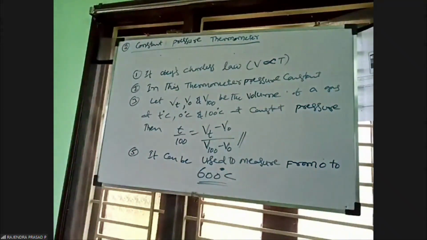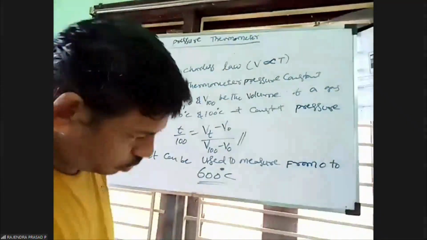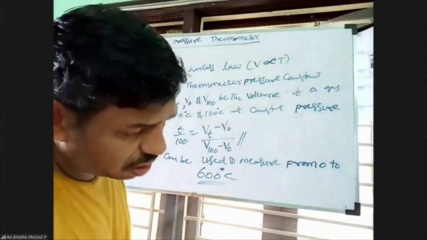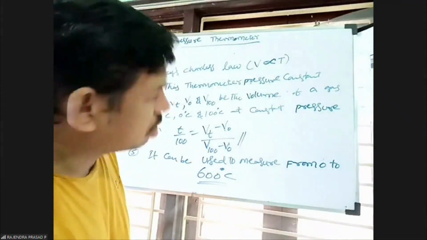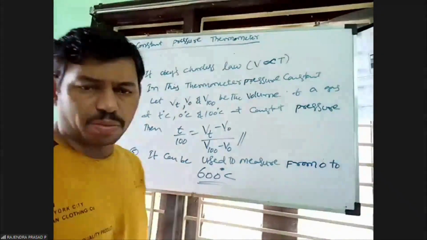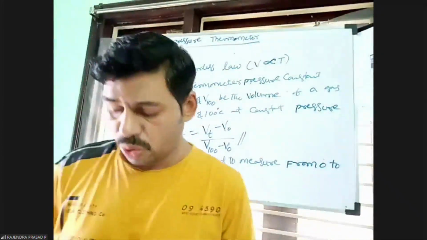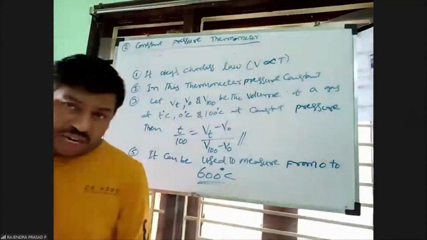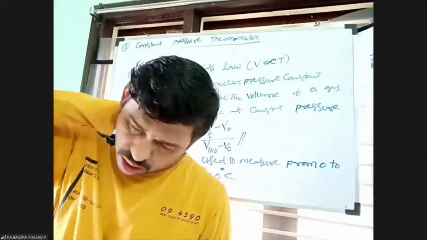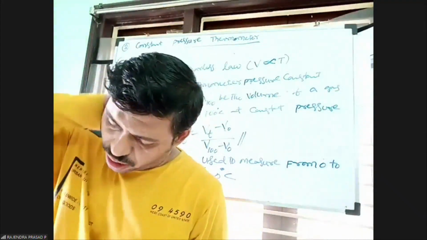Sir, what is the range of the constant volume gas thermometer? The constant volume thermometer ranges from minus 200 degrees C to 1500 degrees Celsius.